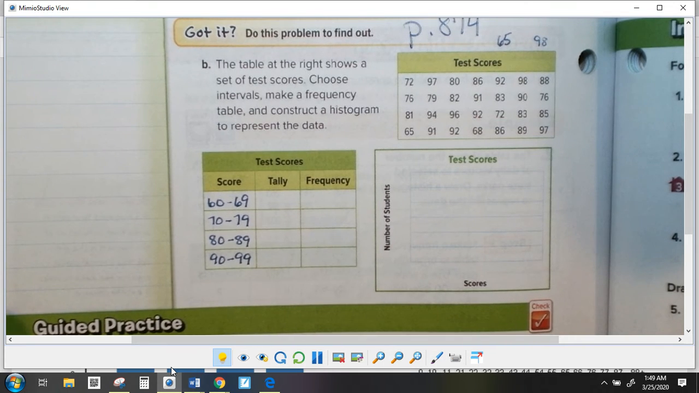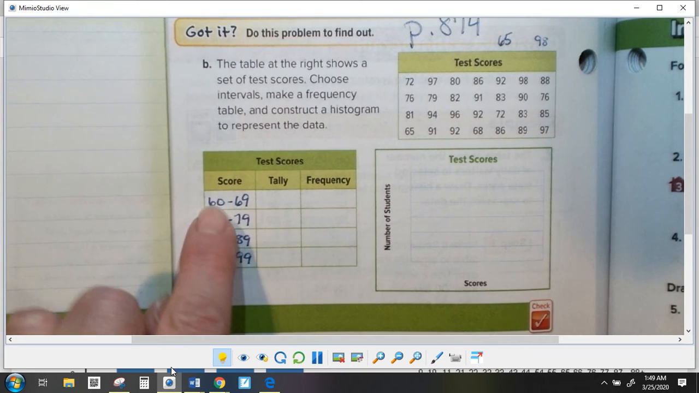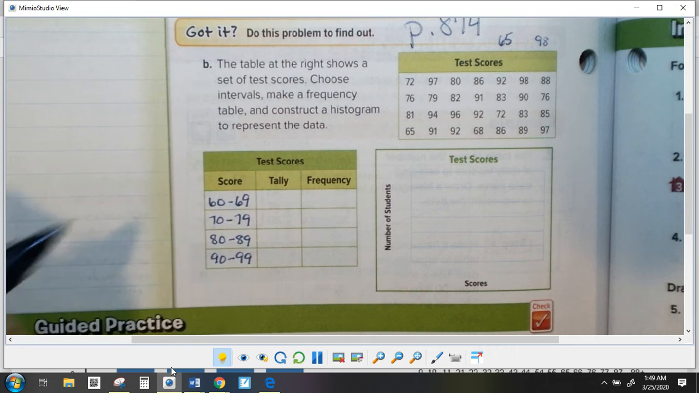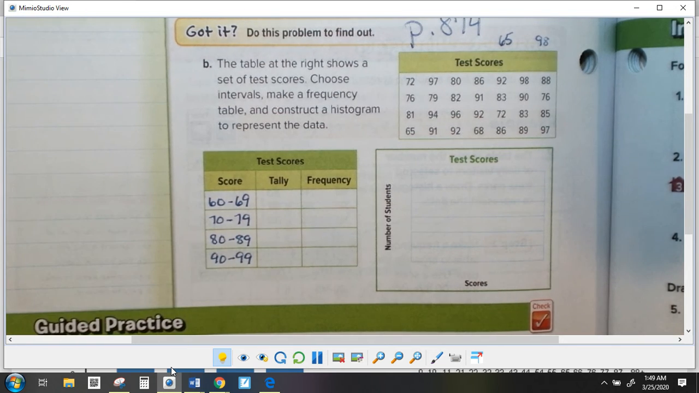Now, if I added more to my list and I went higher, I would go from 100 to 109, 110 to 119. If I went down, I would go from 50 to 59. These are all the same size. Nothing is left out, and there's no gaps in between.